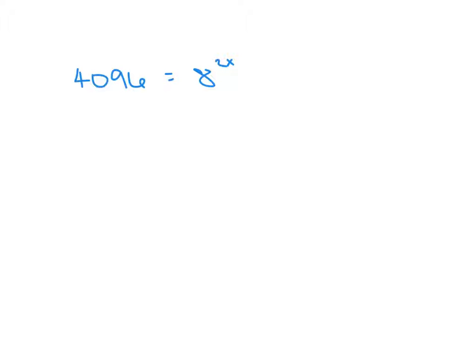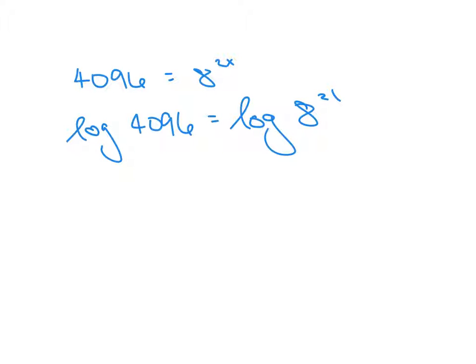So that's already done because we have a base raised to a power here on one side. There's nothing else added or subtracted or anything. It's just that. So that brings us to 2. Take the logarithm, base e or 10, of both sides of the equation. So what we're going to do is we're going to take the log of 4096, and that equals the log of 8 to the 2x.